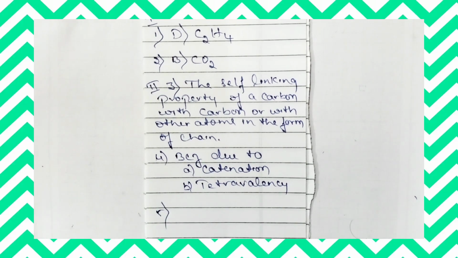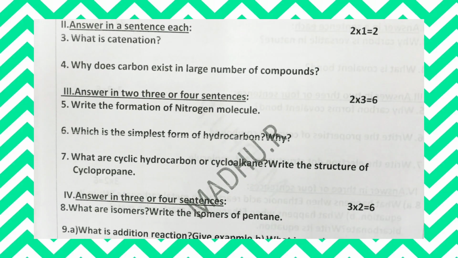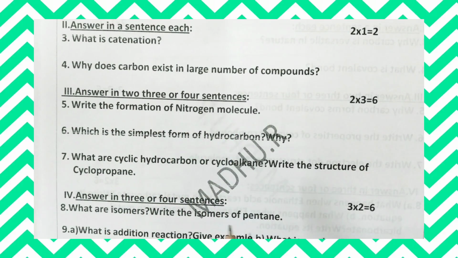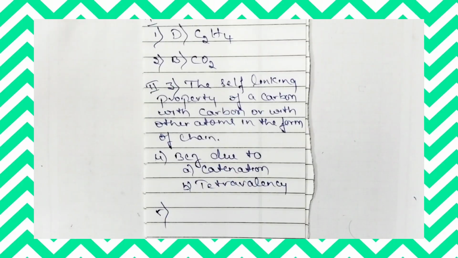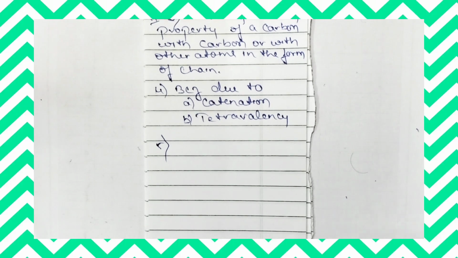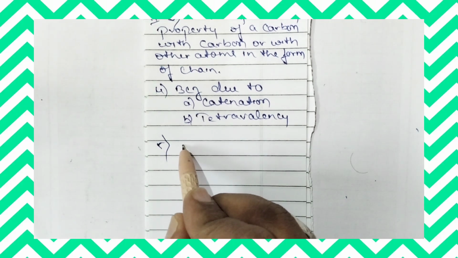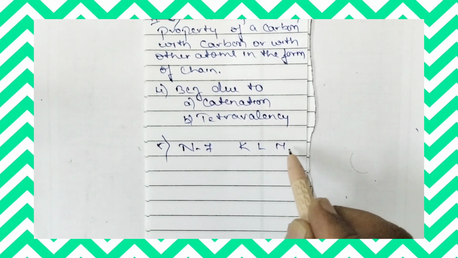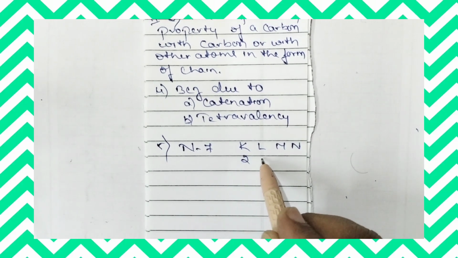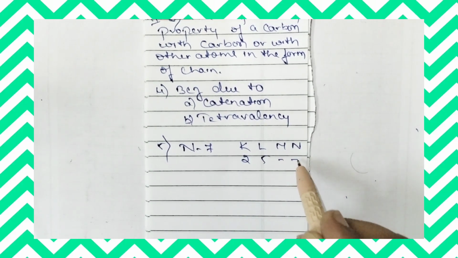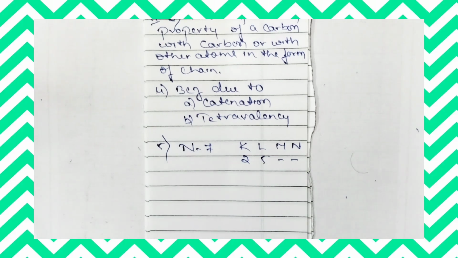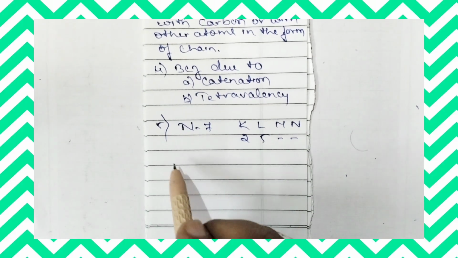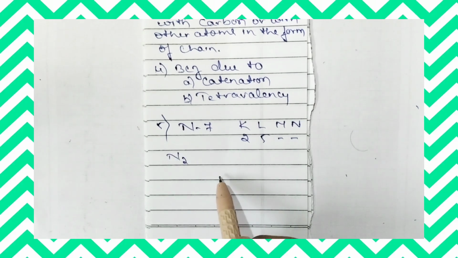Now let us move to question number 5. In question number 5 they have given, write the formation of nitrogen molecule. So let us write how a nitrogen molecule is formed. Nitrogen has atomic number 7. If you distribute the electrons, K shell has 2, L has 5, so 2 plus 5 becomes 7. Nitrogen always exists as N2.